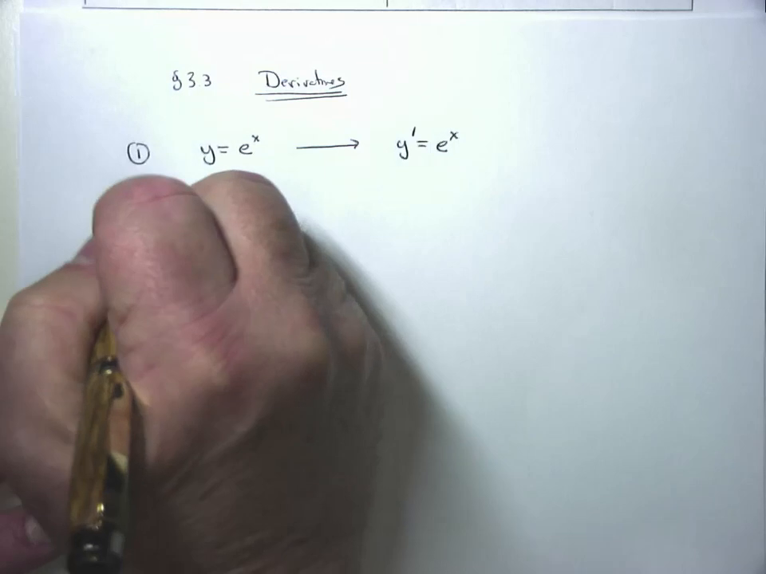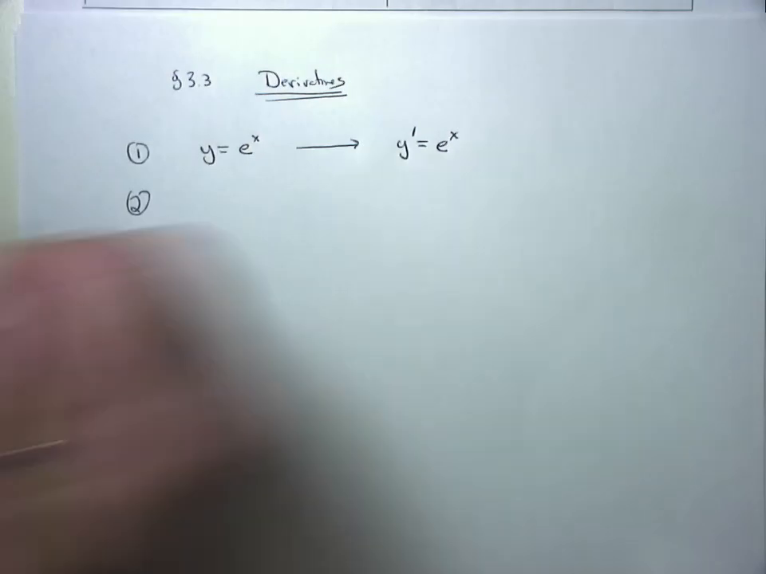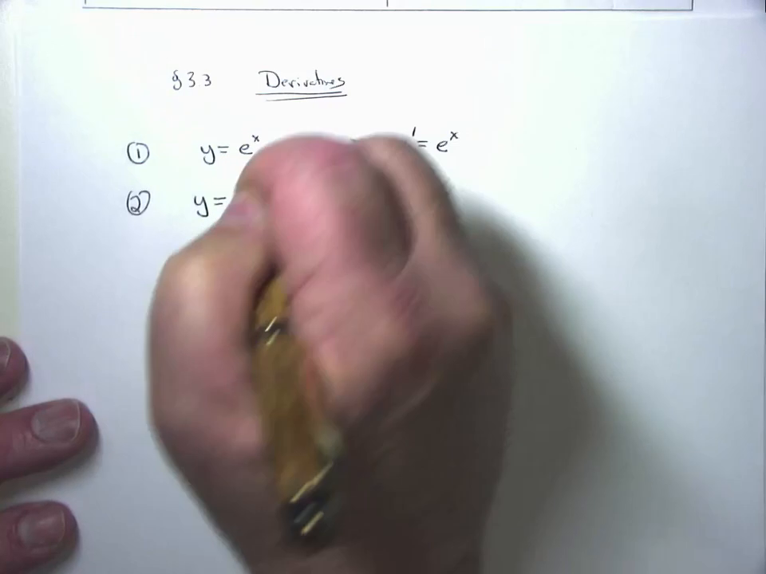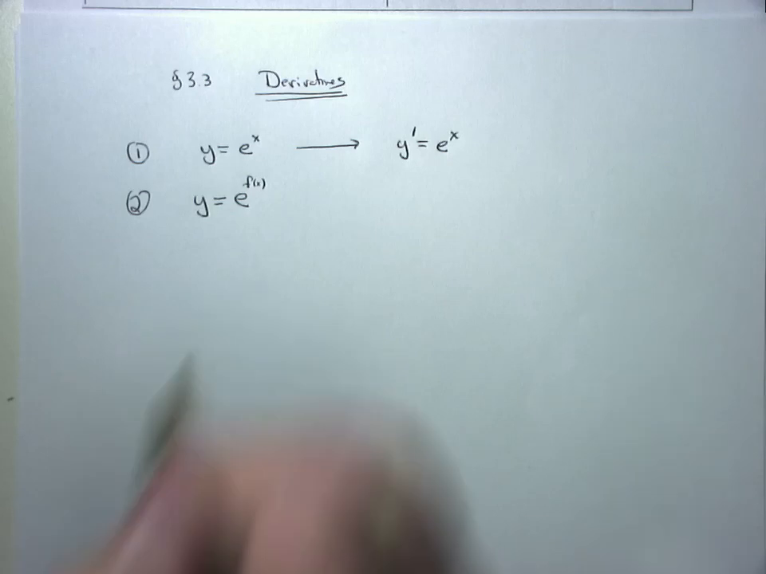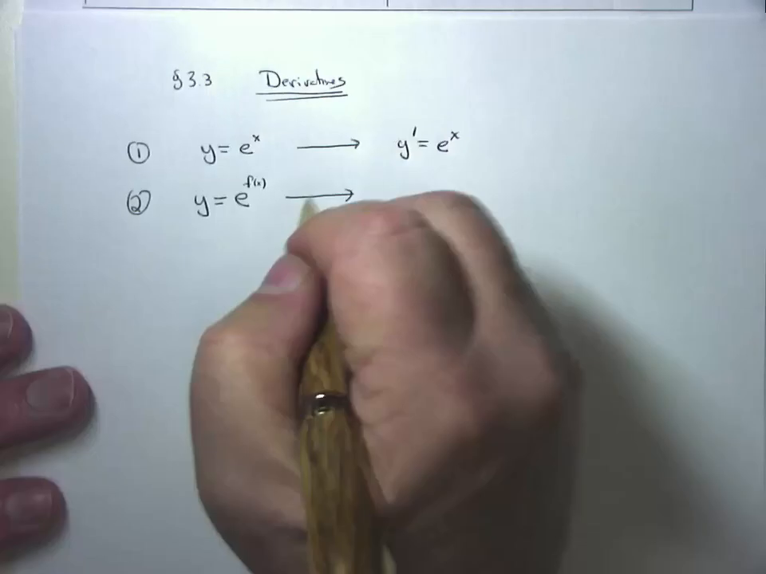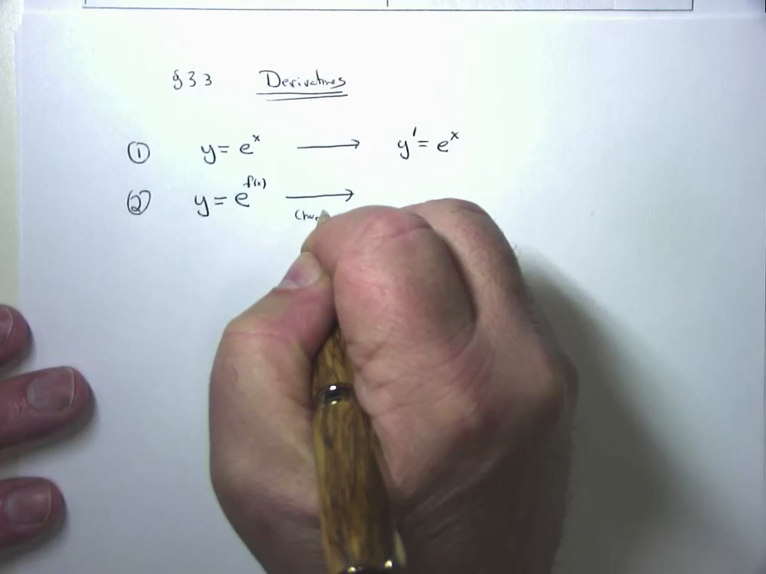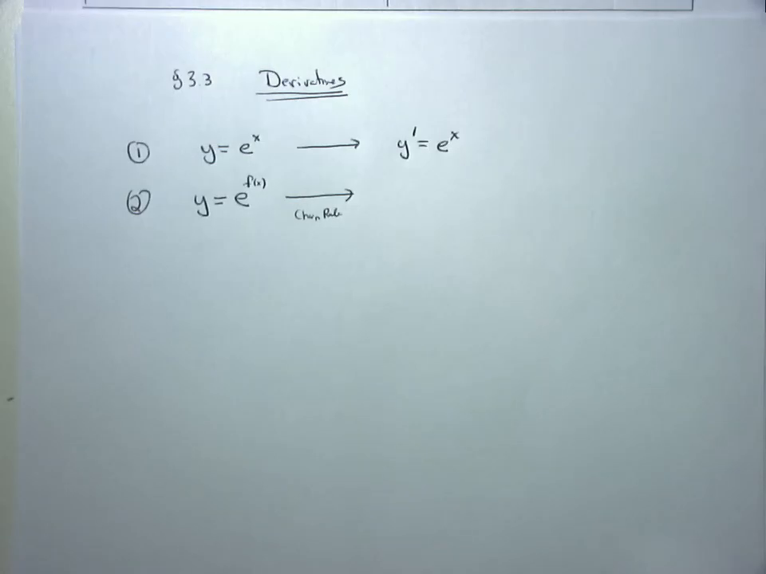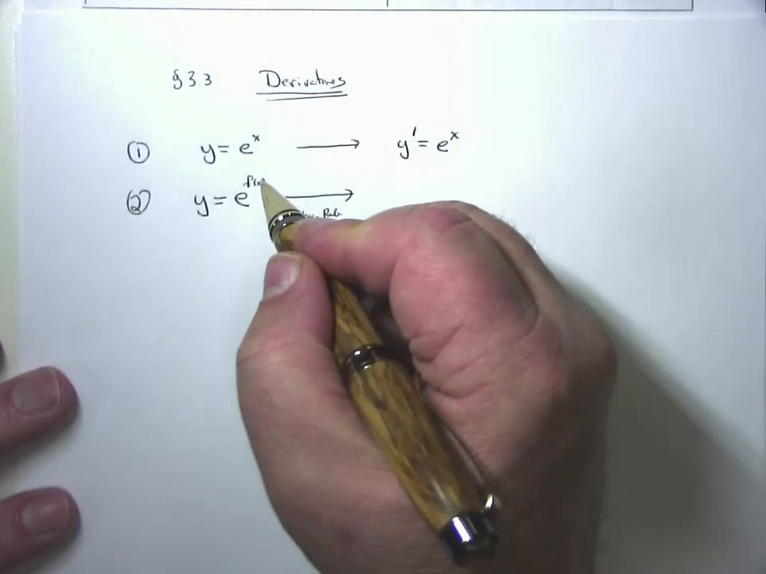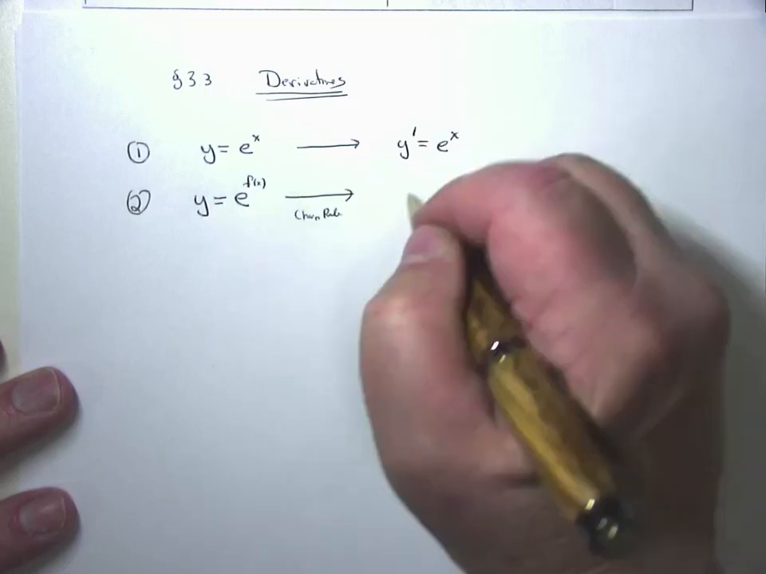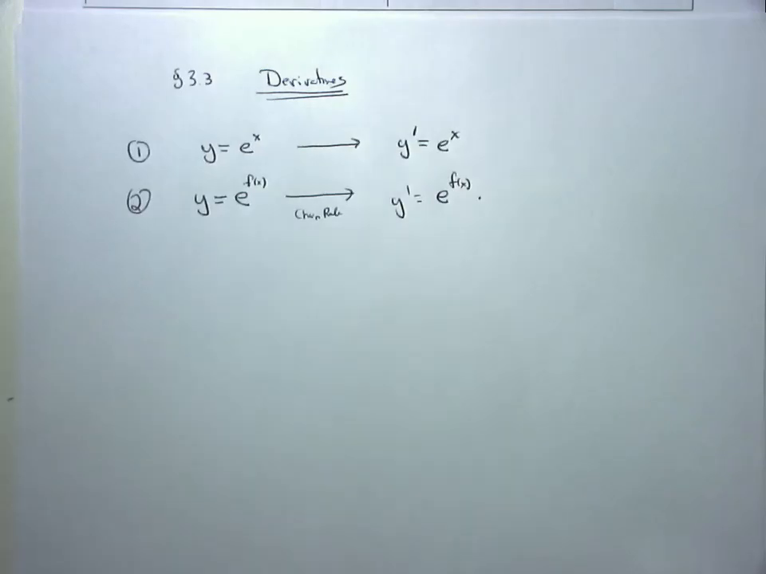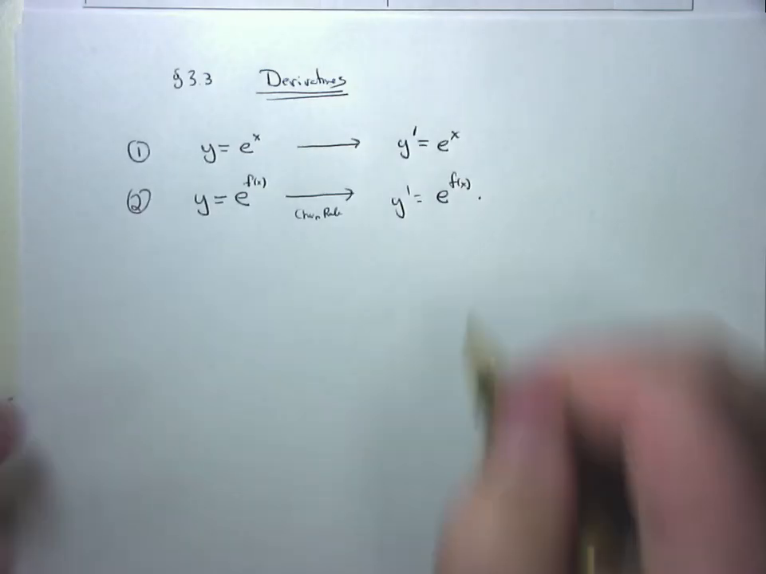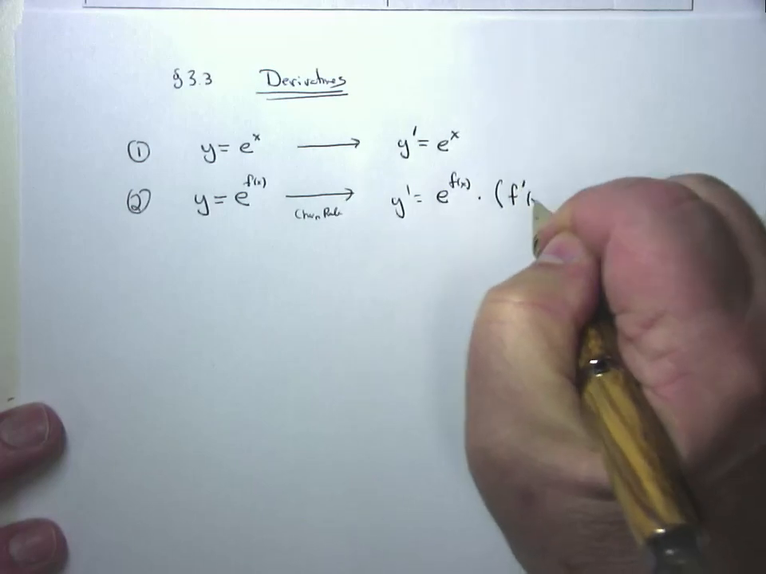So rule number 2 is the chain rule version of it. If I have y equals e, not just to x, but to any other function, y equals e to the function, then you've got the chain rule version of this. And this really does come from the chain rule. Chain rule: derivative of the outside, inside stays the same, times the derivative of the inside. The inside is the exponent, so the derivative of e to a function is e to the function, times the derivative of the exponent from the chain rule.